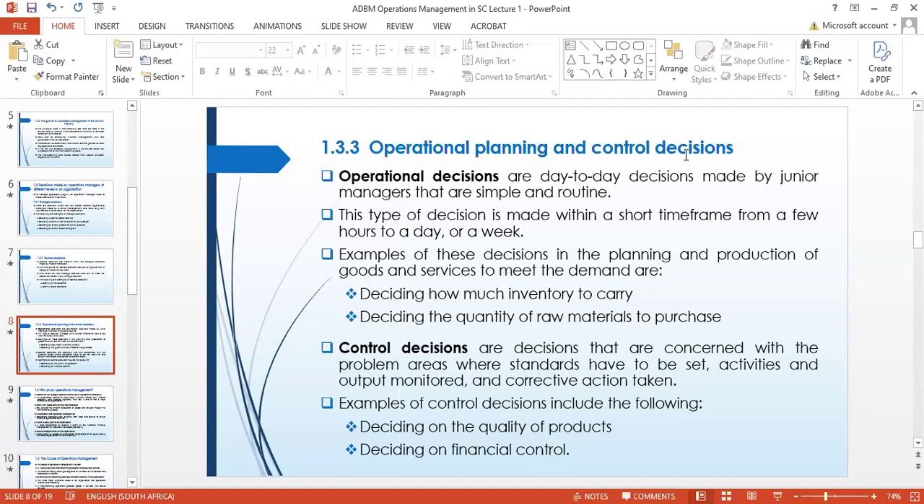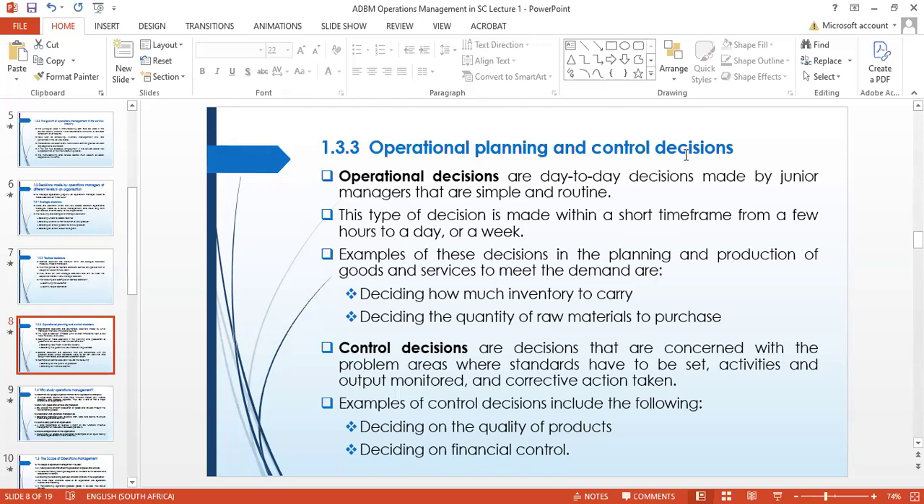You can compare to what the senior managers do. Locating a place for facilities cannot be done on a daily basis. It's once in a while. But these ones now, they are done on a daily basis. And they've got a short time frame, that is from hours to a couple of weeks.